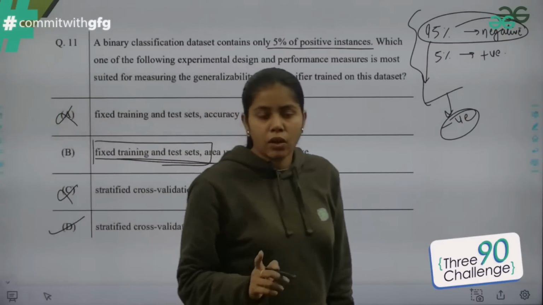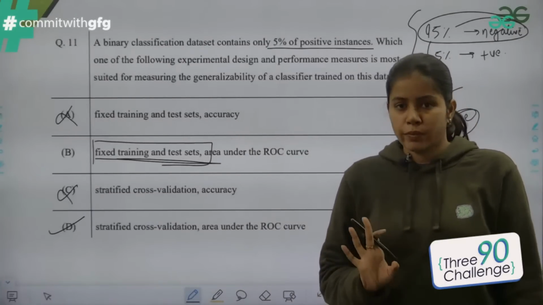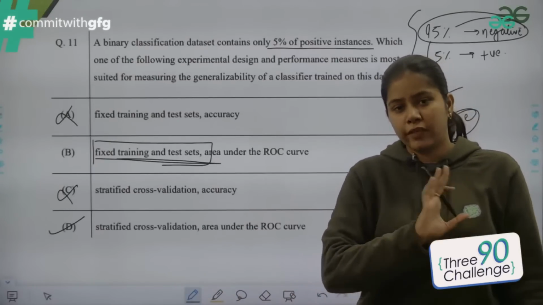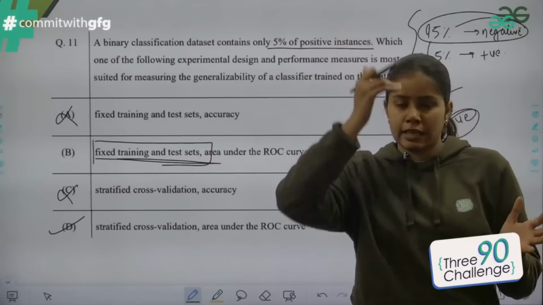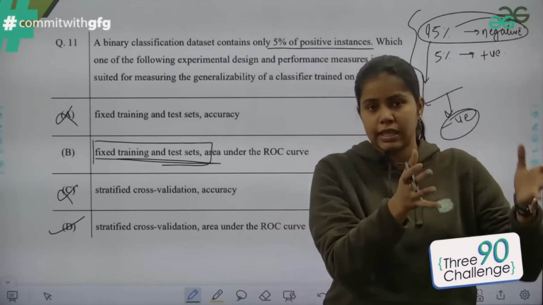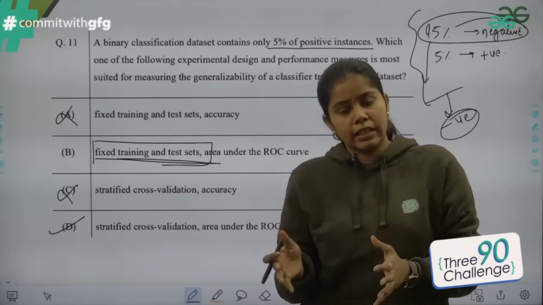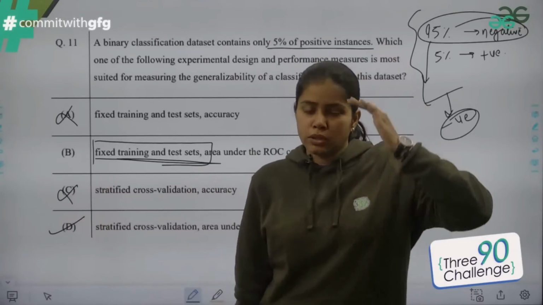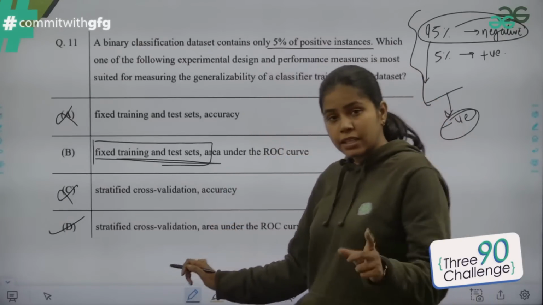And what is stratified cross validation, guys? All of you know K cross validation, K fold validation. What we do is divide the data set into K parts, and we take K iterations. The first time we take the first part as the test set, the second time the second part, the third time the third part, and so on up to the Kth part. So we get K different splits, right? That is K fold cross validation.